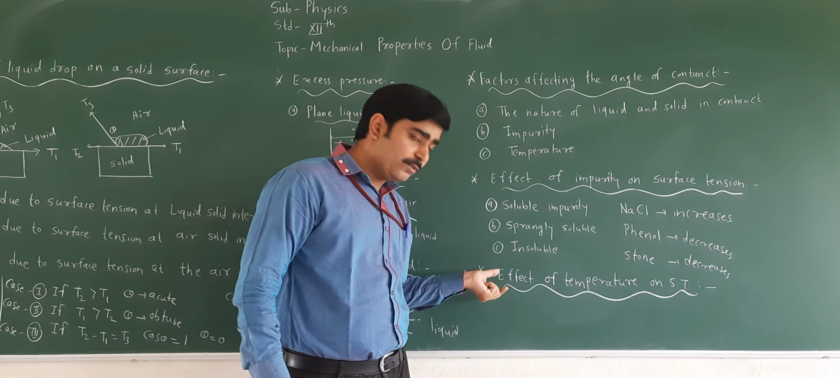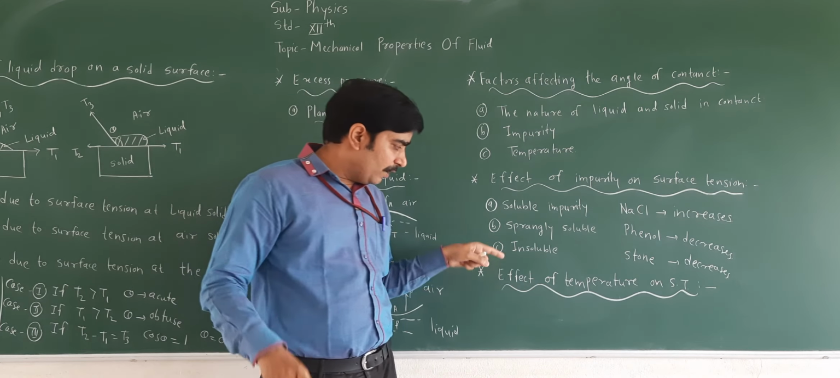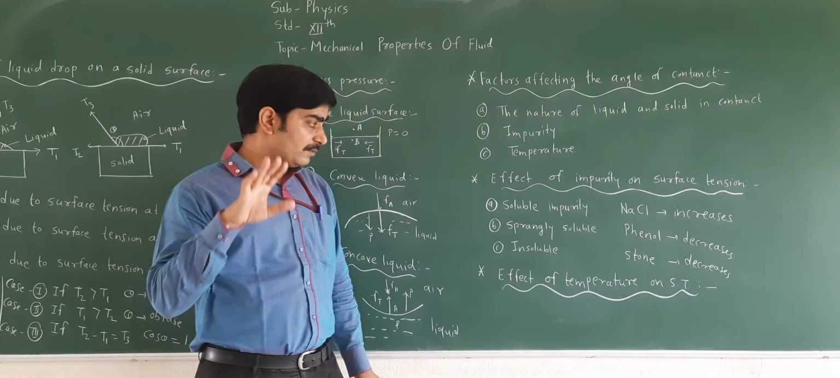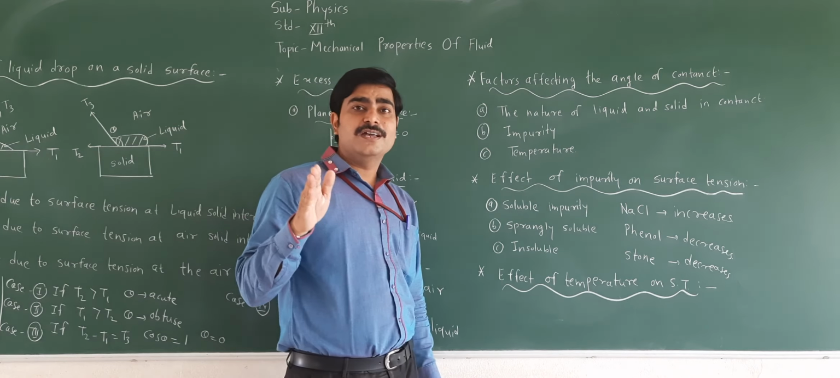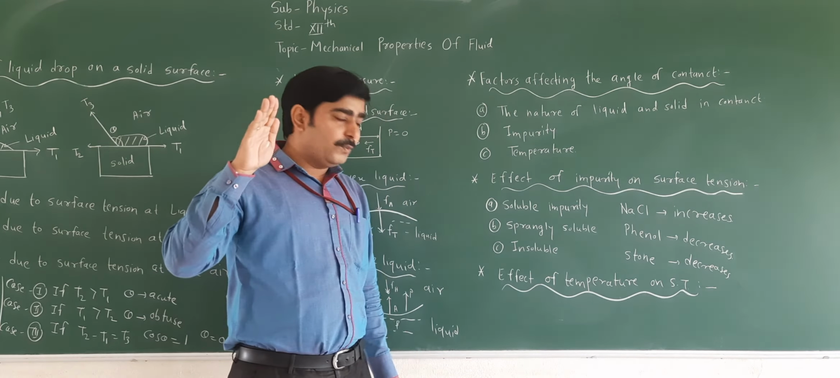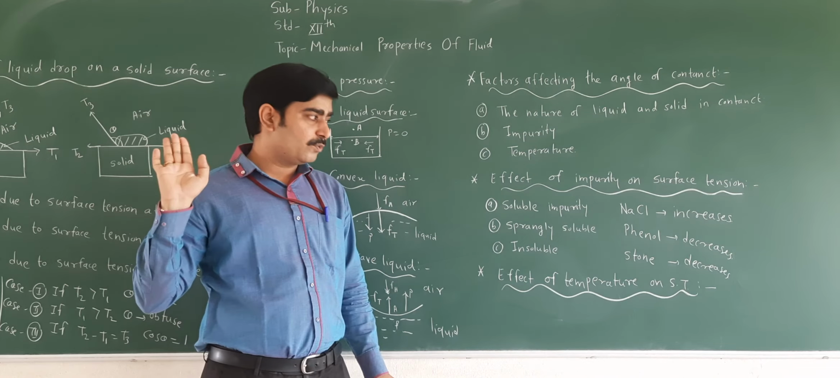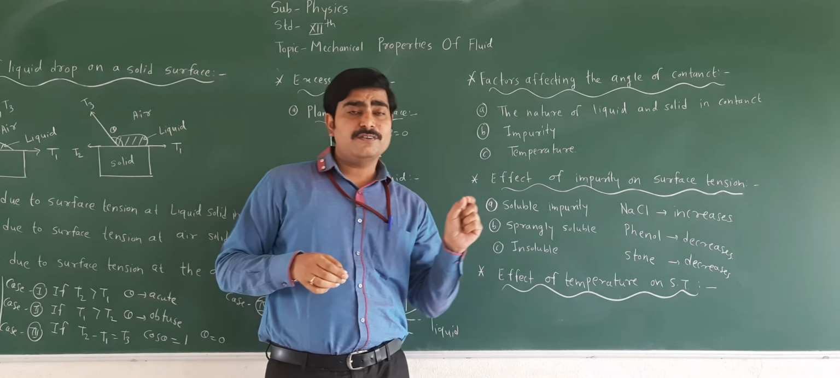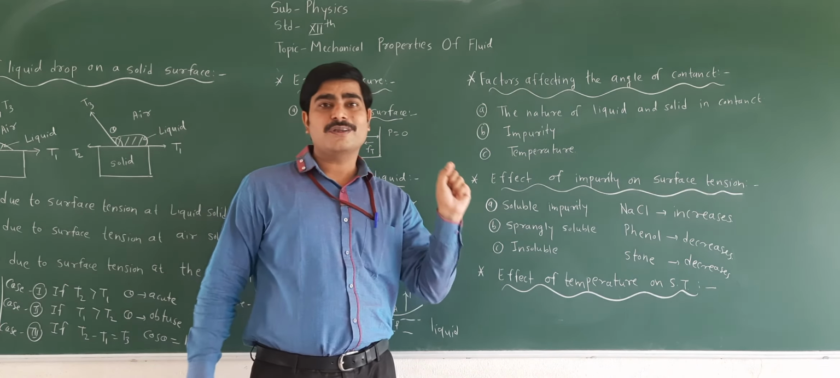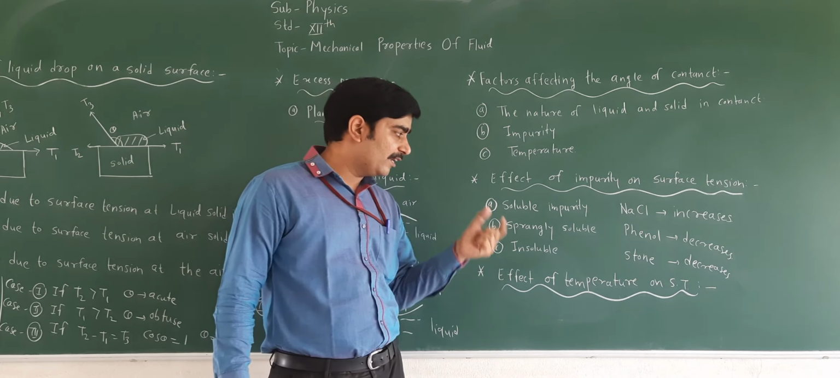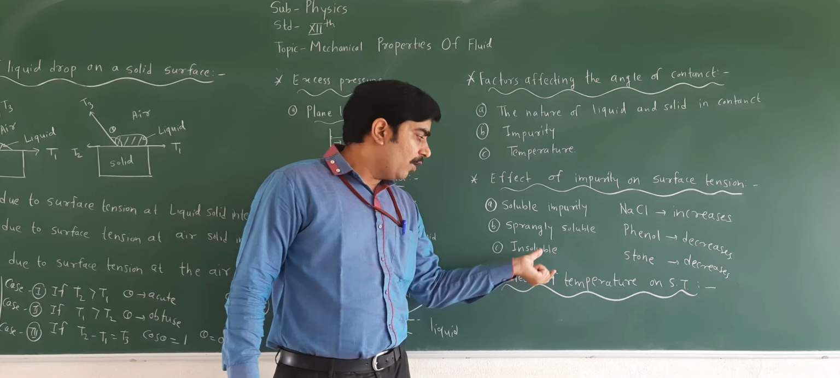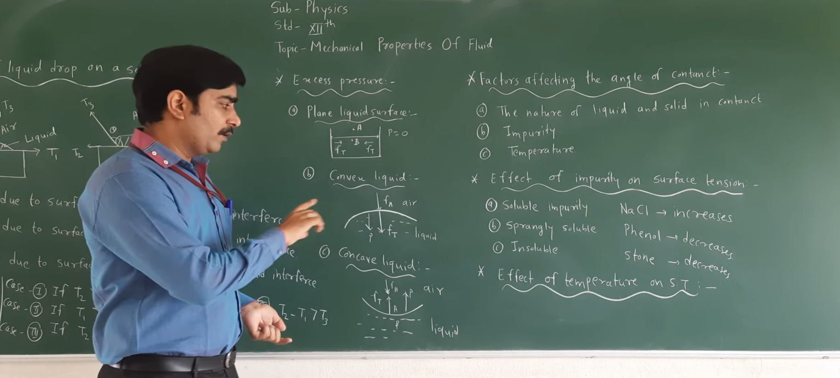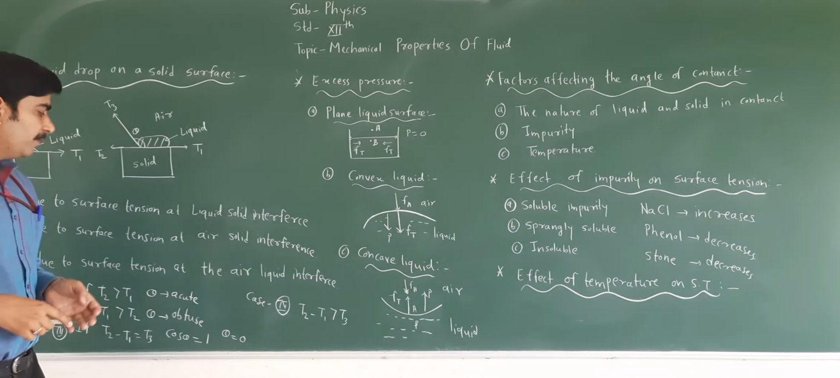So what we have to remember from the board point of view regarding the effect of temperature on surface tension: if the temperature increases, then the surface tension of the liquid will decrease. You have to remember that. Again, there is one example given in your textbook: if molten copper or cadmium is heated, then also the surface tension of the liquid decreases. I hope you have understood this point. So make proper notes.